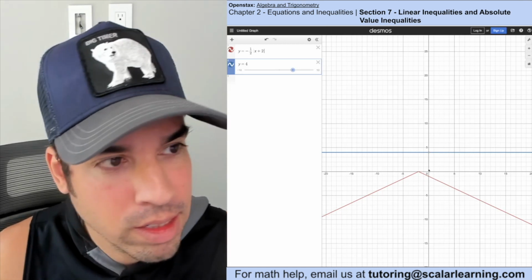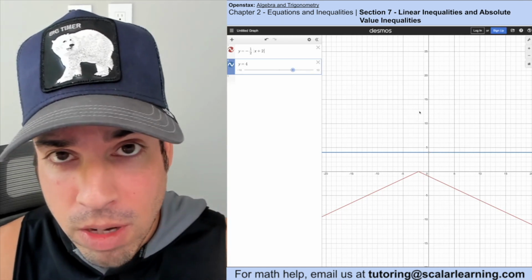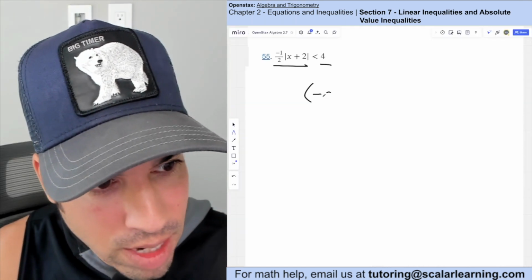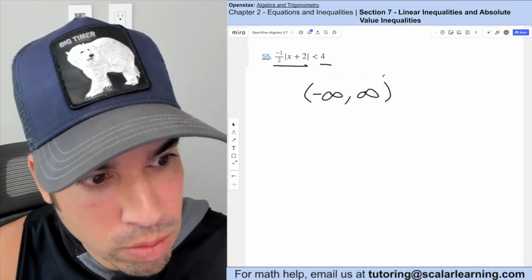So we can quickly see from the graph that the answer is all real numbers. I'm going to write that in interval notation as negative infinity to infinity, boom, done.